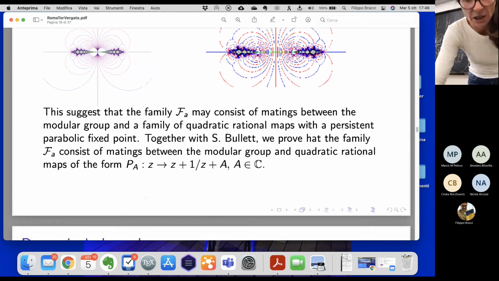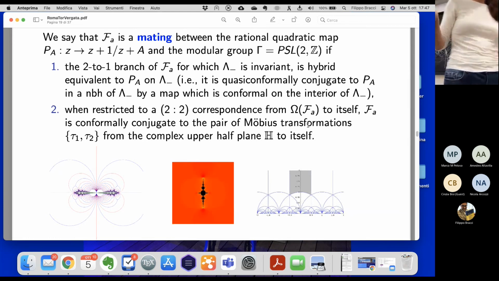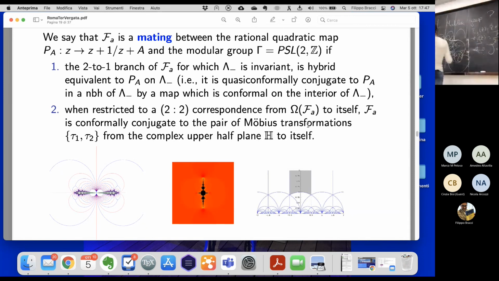And so, we defined a mating between a rational quadratic map of the form zeta plus 1 over zeta plus a and the modular group as a 2-2 correspondence. The definition is the same, such that you have an open set where the dynamics is conformally conjugated to the action of the modular group, and in the complement, on a doubly pinched neighborhood of the backward limit set, you are hybrid conjugated to the dynamics of a member of Per_1 on a doubly pinched neighborhood of its Julia set. And since there is an involution between here and here, when you bring home the backward limit set, you bring home also the forward limit set.